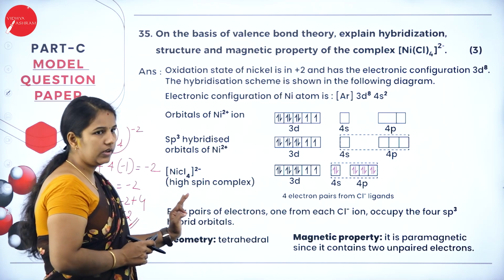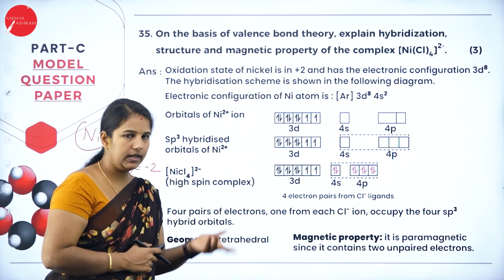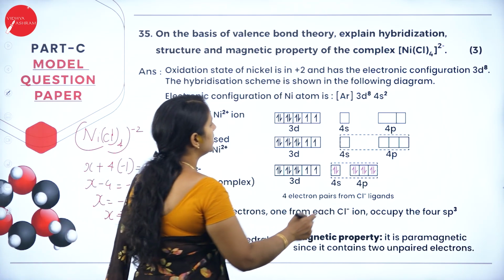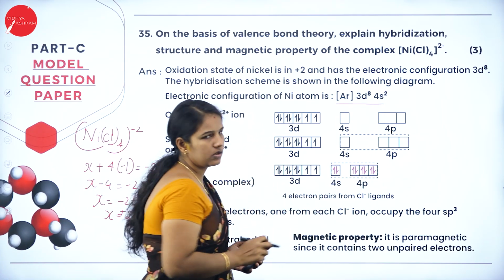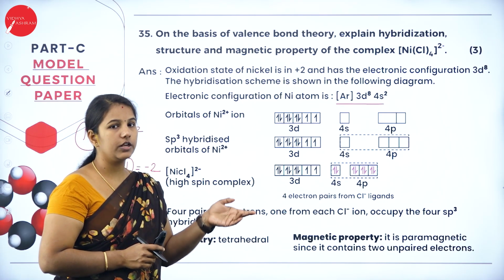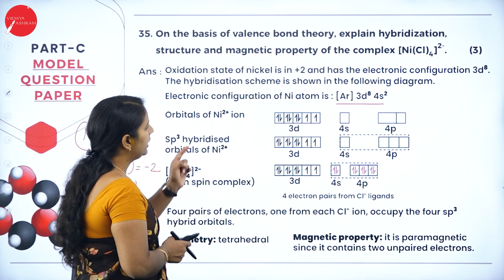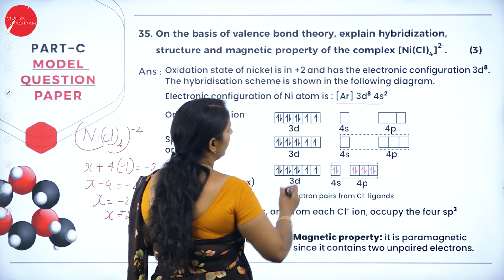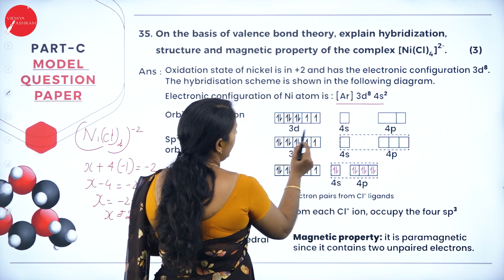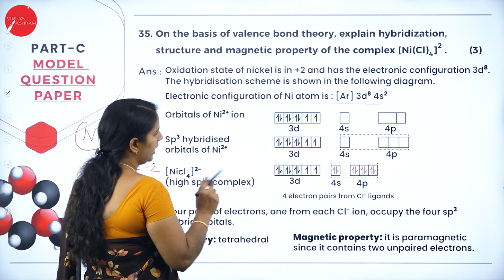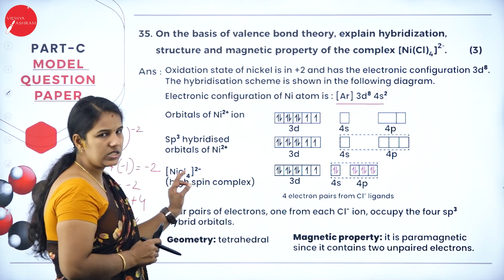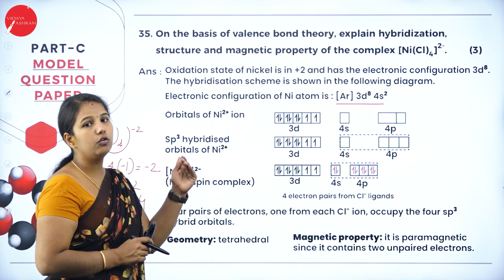And electronic configuration, so we must know the nickel electronic configuration in +2. This is the general electronic configuration of nickel, that is argon 3d8 4s2. We have to write the electronic configuration in +2, so I can write it by removing the 2 electrons in the 4s orbital. You will get 3d8 and 4s0, and you must know that nickel is attacked by 4 chlorido ligands.